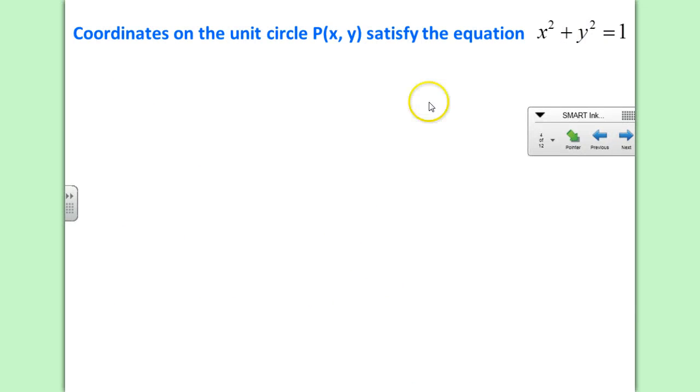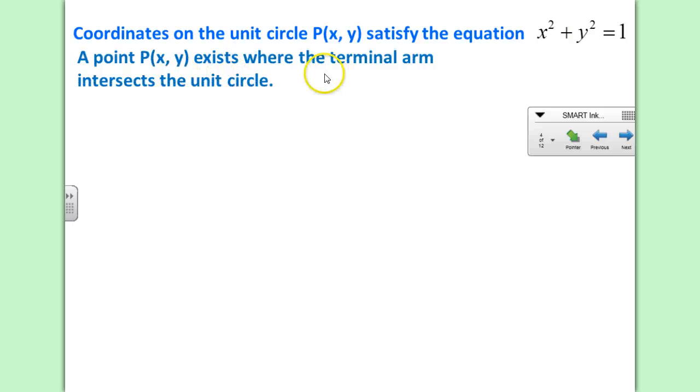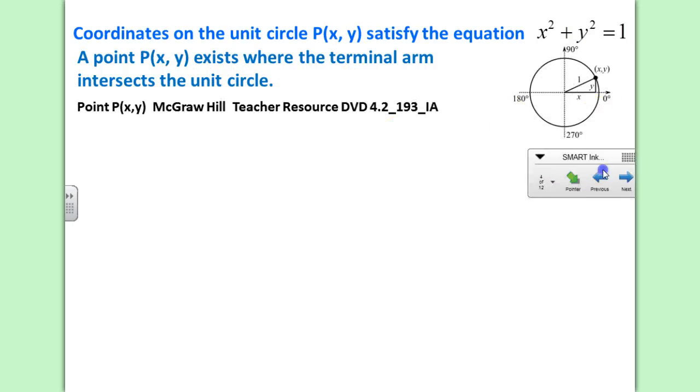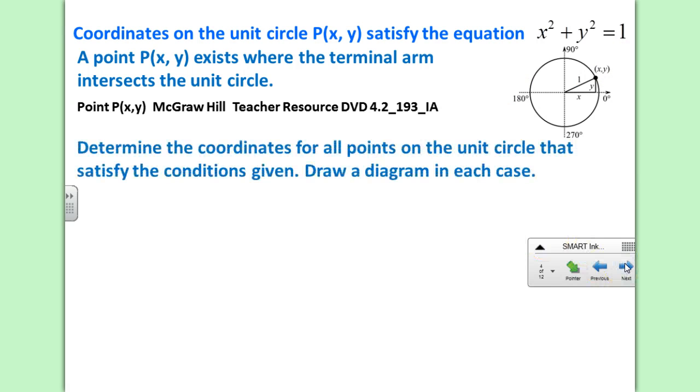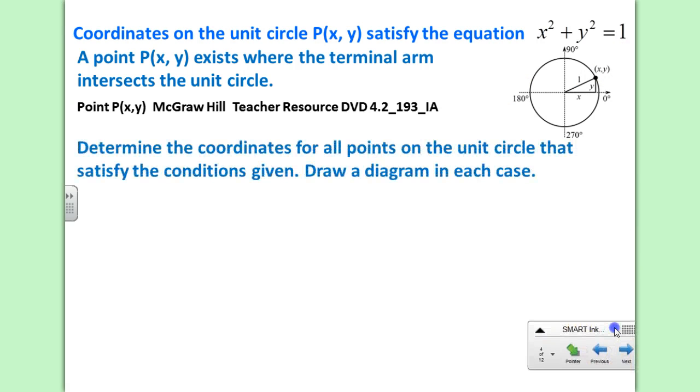Given the coordinates of the unit circle that satisfy a condition. If a point (x, y) exists where the terminal arm intersects the circle, we can use Pythagoras' theorem all the way around. So if I've got x and y and there's a point on there that works, that's kind of helpful. We can do some work with it. So determine the coordinates for all points on the unit circle that satisfy the condition given.